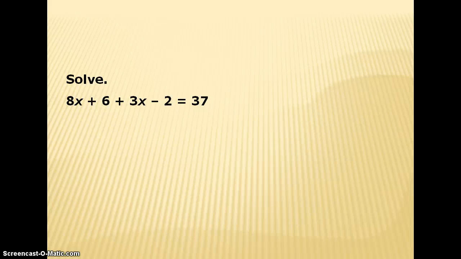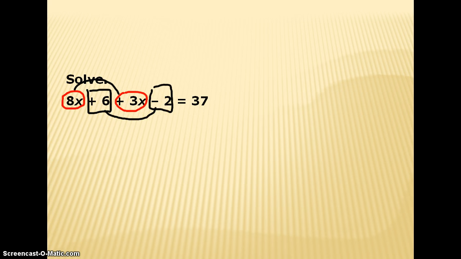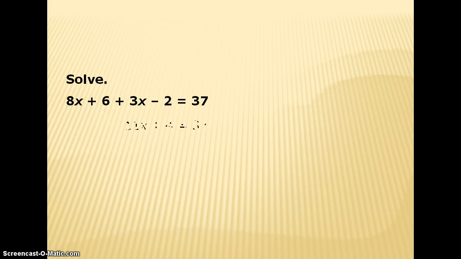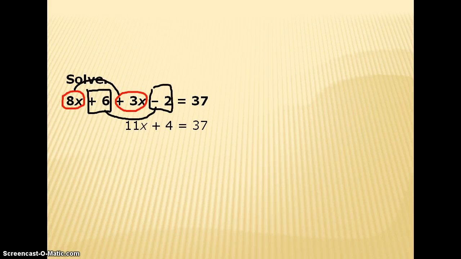Now we have several things to combine. 8x plus 6 plus 3x minus 2 equals 37. Here are some things that can be combined. First of all, we have 8x, and then we have a positive 3x. The second thing we can combine would be our positive 6 and our negative 2. So remember, when you combine these, you look at the symbols that are in front. So we have 8 positives plus 3 more, which would be 11 x's. We have 6 positives minus 2 would give us 4. So this turns into 11x plus 4 equals 37.